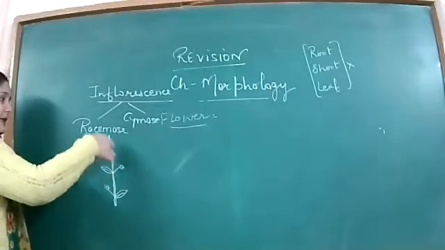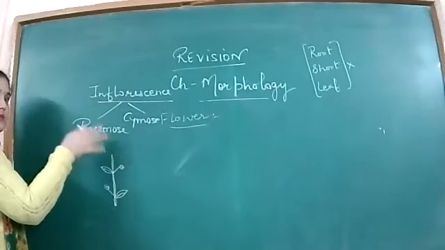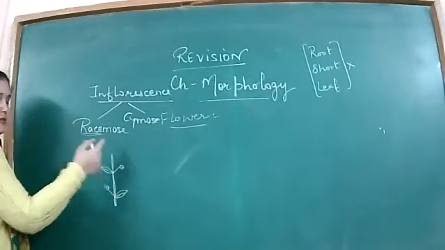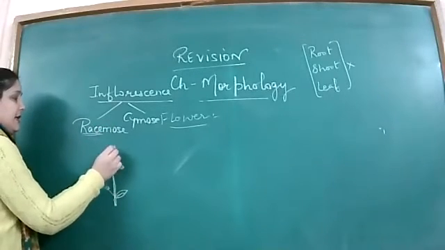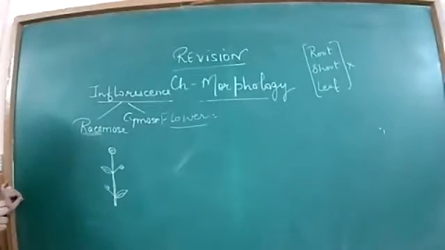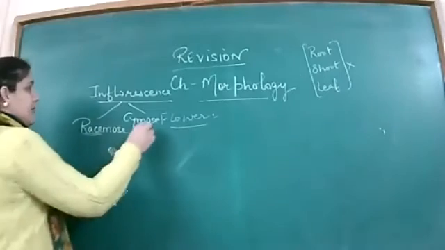ठीक है, the main terminal tip stops just once, that is after completing its mature phase, जितना उसका length है, वो सारा complete करने के बाद it can just terminate with the presence of a floral bud or with the presence of a vegetative bud. Okay, then comes the cymose.